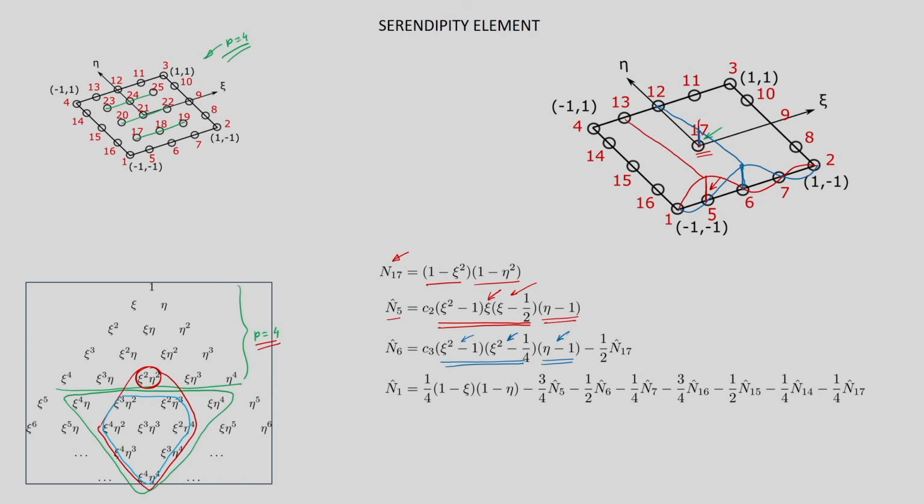So, this is having a value of half at node 17. So, we are subtracting half of N17 from N6. That is how we constructed the shape function corresponding to node 6. Similarly, we can construct N7 also, but in case of N7 we do not have to subtract anything because N7 is anyway 0 at node 17. So, likewise we will construct all the shape functions corresponding to the sides of the element.